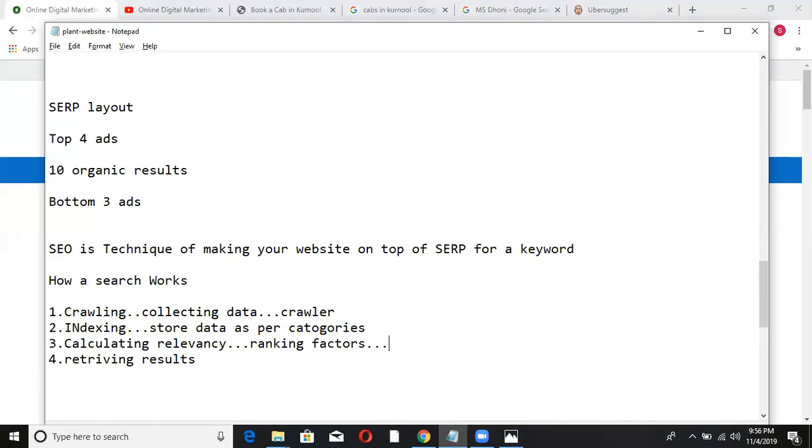Ranking factors means if three people have written a blog, who should come on top? Google will decide, like whether it is duplicate content or original content, how many times he repeated the keyword, where he has repeated the keyword, whether he has used synonyms or not. So you are saying the more the keywords, the higher the rank? But many are there anyway. That's not the reason anyway. Tomorrow you'll understand. Okay. Retrieving results means displaying the results on the SERP.